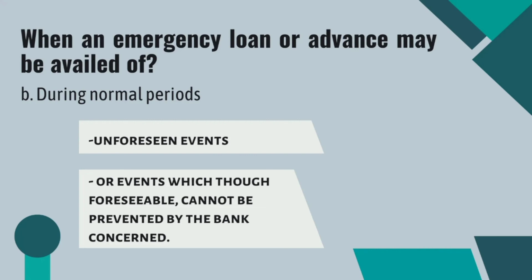Second one, we have here the during normal periods. It is for the purpose of assisting a bank in a precarious financial condition or under serious financial pressures. What about by unforeseen event? Ito yung mga event na hindi natin maiiwasan o inaasahan, tulad ng mga national disasters na pagbaha at pagbagyo. And another example is war. So, next example is events which, though foreseeable, cannot be prevented by the bank concerned.